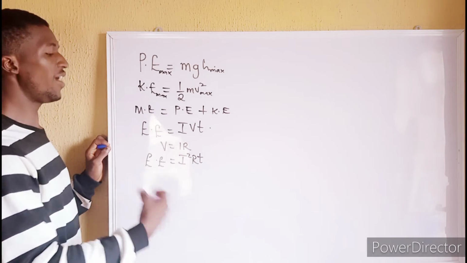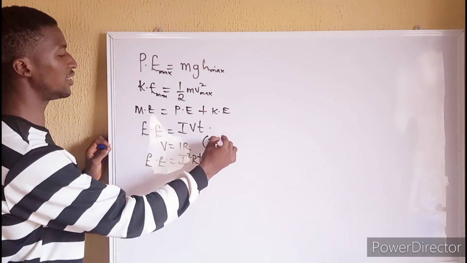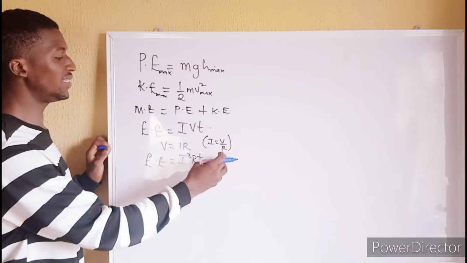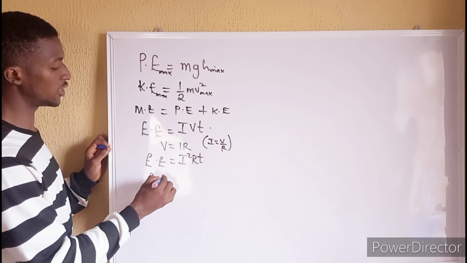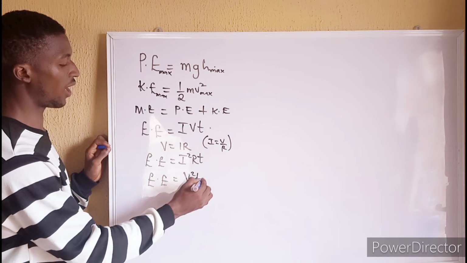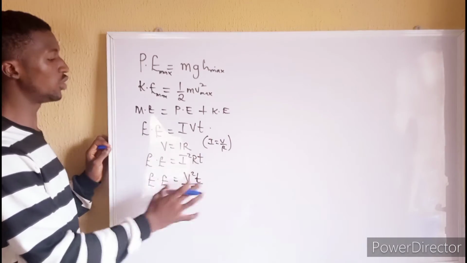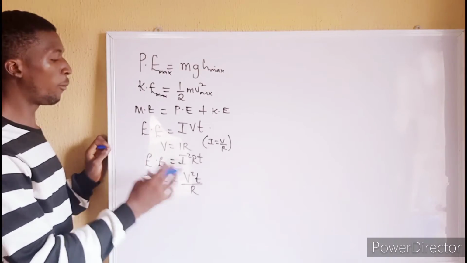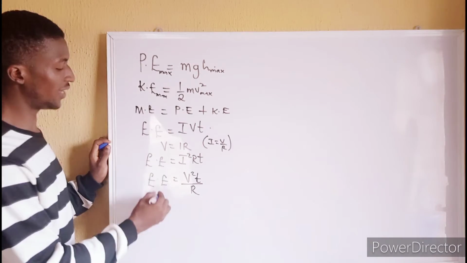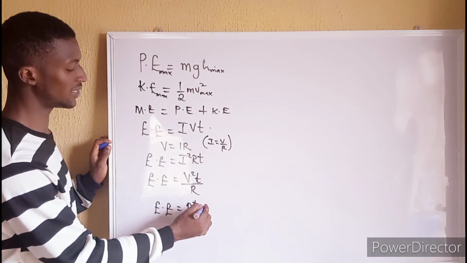However, in some cases, we can make I the subject of the formula, which will be expressed as V over R. When this is done, we can express our electrical energy as V squared T over R. These are the various forms in which you can have your electrical energy. But where electrical energy is expressed in terms of power, it is given as the power times the time.